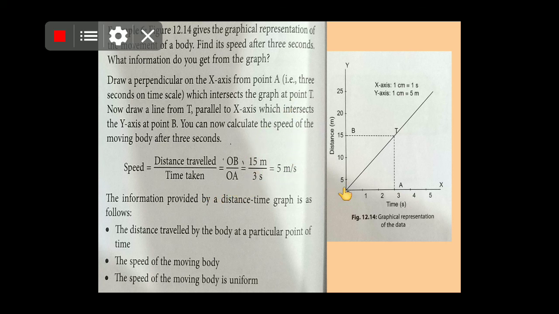So in this way, at 3 seconds, you will just mark on the 3, draw a horizontal line, and then from there you will plot and see where the point intersects. As you know, draw a perpendicular at the x-axis, and it will drop down at the 3 seconds, and it intersects the graph at point T. And now draw the line from point T parallel to the x-axis, which intersects the y-axis, and this point will be considered as B, and you can conclude the speed of the moving body.